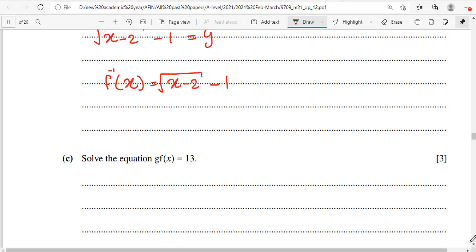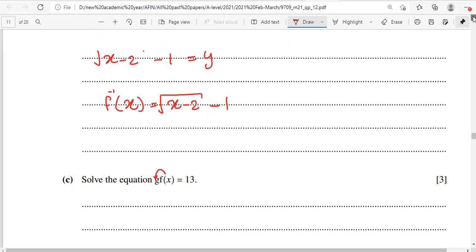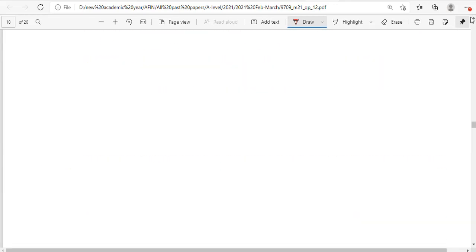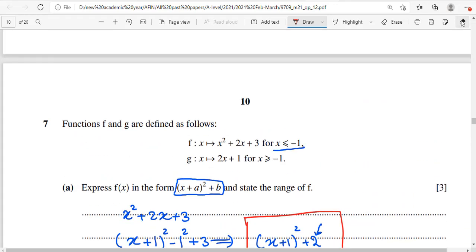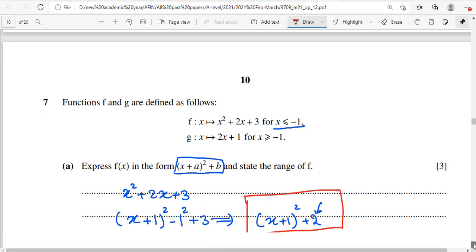Solve the equation gf(x) equals 13. gf means write f in g in place of x. What is g? g is 2x plus 1, and f is x squared plus 2x plus 3. Again, we can use the completed square form of f, and it's fine to use f as it's given in the question.